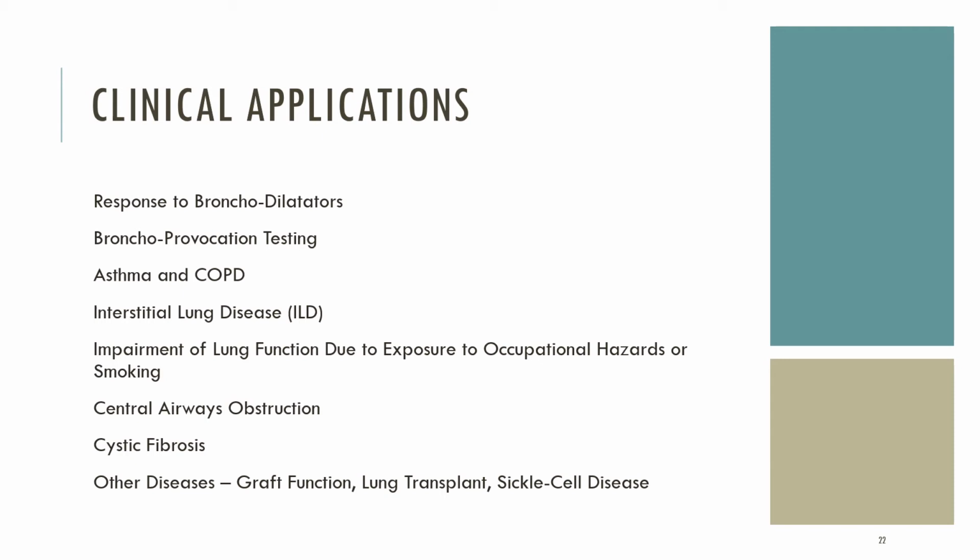And one of the telltale signs, which I'm going to tell you a little bit later, remember the World Trade Center and all the firefighters and the police and the emergency support teams that went up to the World Trade Center? Not all of them, but a significant part of them ended up getting some kind of lung disease. And I'm going to go a little bit more into that. I'm going to talk about central airway obstruction, cystic fibrosis, and then some other diseases such as graft function, lung transplant, sickle cell disease. So this test can be used on a host of different types of modalities and different conditions of the lung.